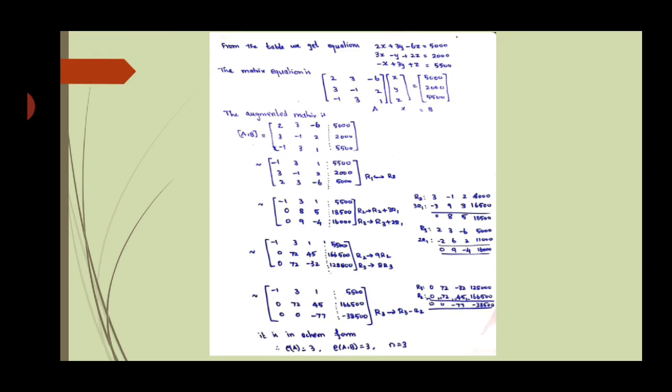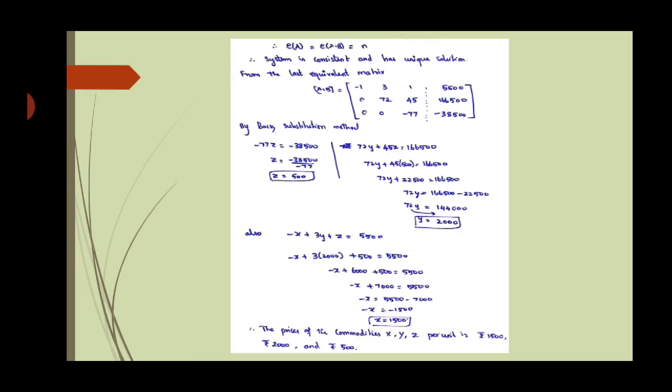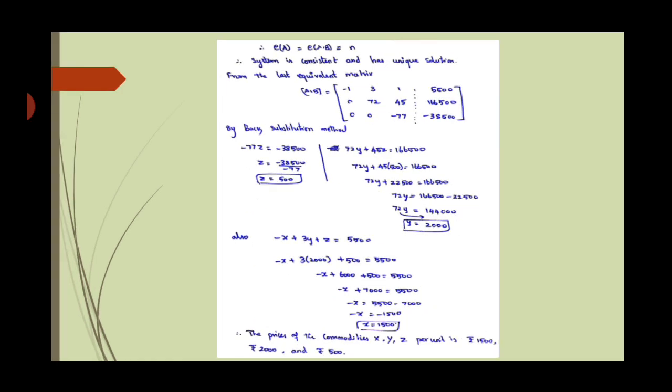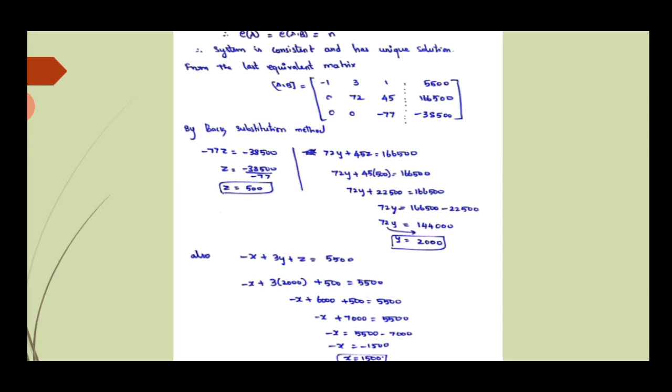The last equivalent matrix, the echelon form matrix, we have to write again. In this one, by the back substitution method, from the last row I get the equation minus 77z equal to minus 38,500. When you divide by minus 77 on the other side, you get z equal to 500.